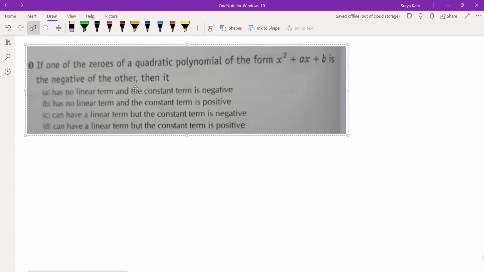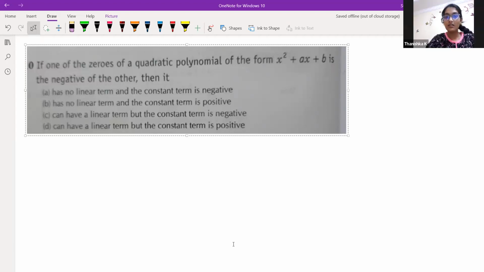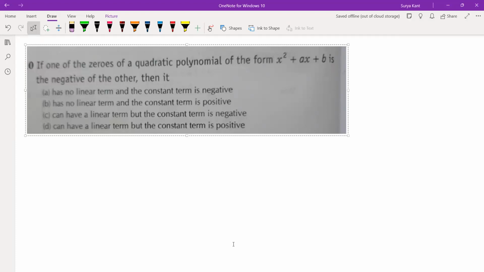If one of the zeros of a quadratic polynomial is negative of the other, then it has no linear term and the constant term is negative. So here everywhere constant term negative and positive is mentioned, and no linear term, have linear term. Sir, I understood the linear term part, but then I didn't understand how we can determine the sign of the constant term. What about linear term here?